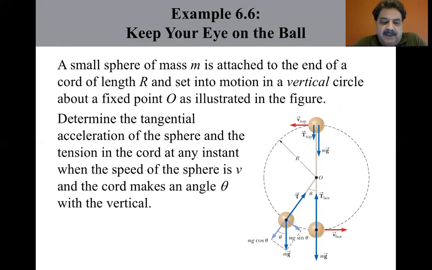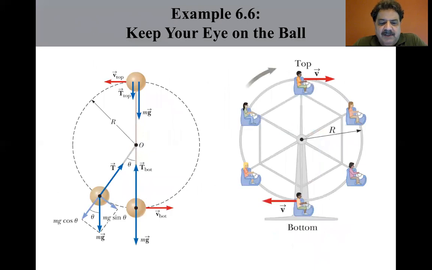All right, let's conceptualize this. Compare the motion of the sphere with that of the child on the Ferris wheel. Both objects travel in a circular path. Unlike the child, however, the speed of the sphere is not uniform in this example because at most points along this path, a tangential component of acceleration arises from the gravitational force exerted on the sphere.